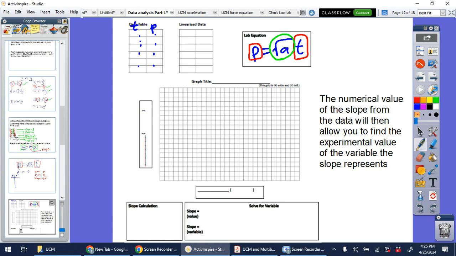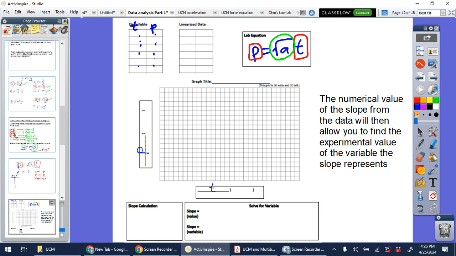So what does that mean? That means I know that all these p-values right here that are in this part of the table, all those p-values right there, those are going to be my y variables. Oh, why did the pen thickness change? Let me see if I can change it up. Okay, so all those are going to be my p variables, and all my t's are going to be my x variables.